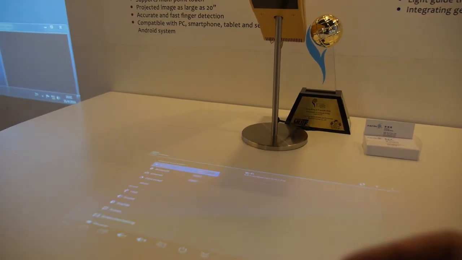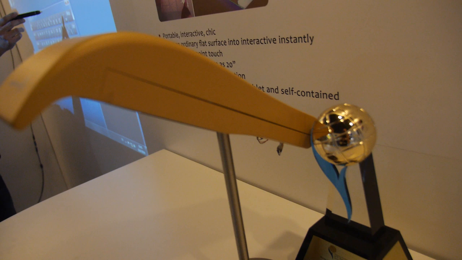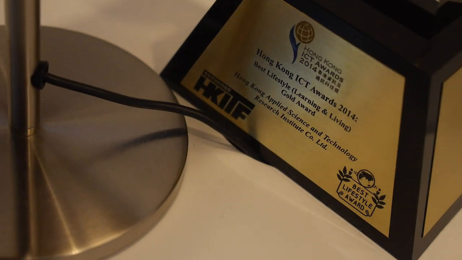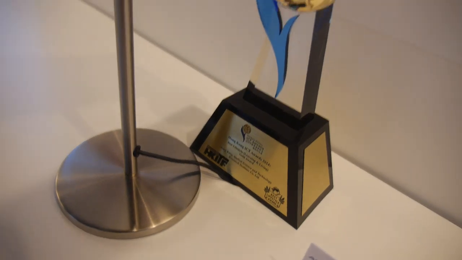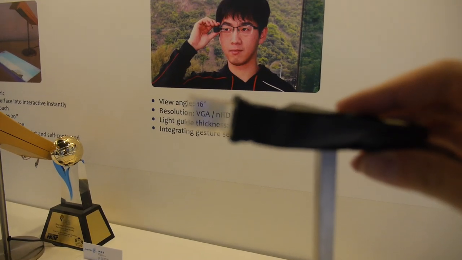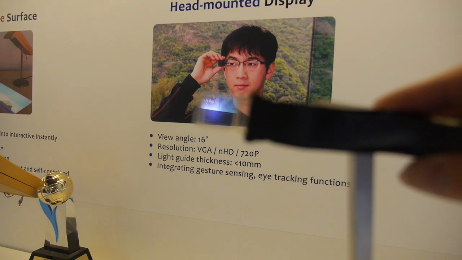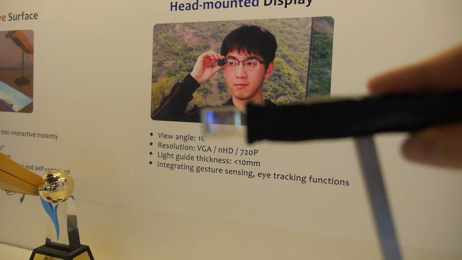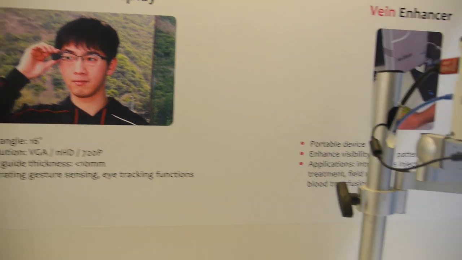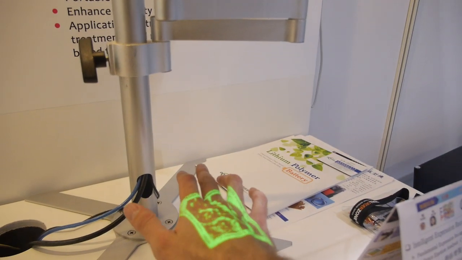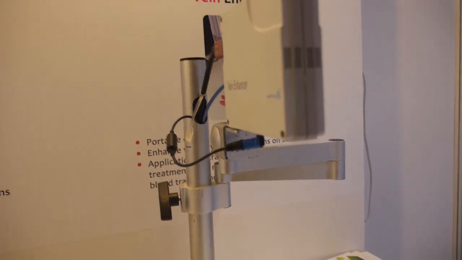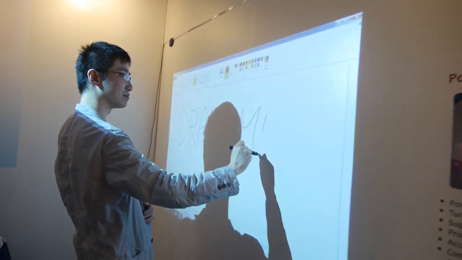Like that. Cool. So that's one of those cool projects. It got the Hong Kong ICT Award 2014. And Astri is also showing a head-mounted display. So there's a screen in here. Maybe it's Android, maybe something else. Right? Okay. And here, there are some veins. You can see my veins. Scary. Cool.